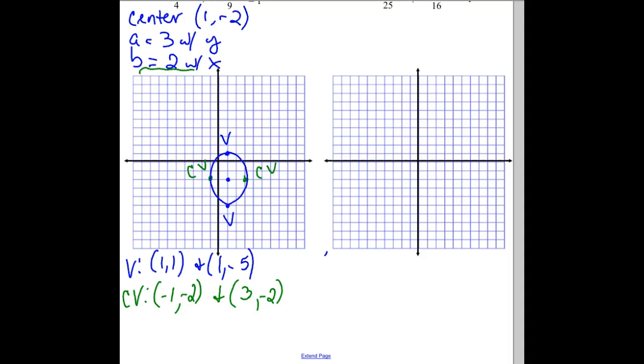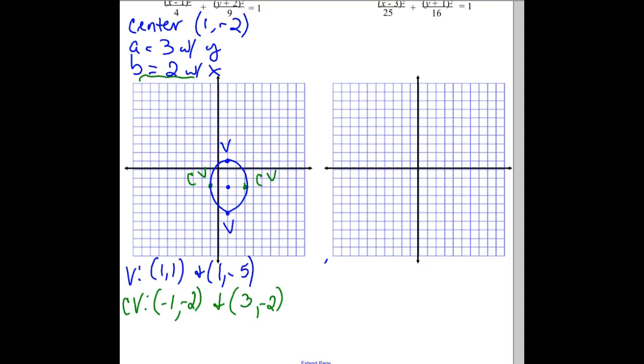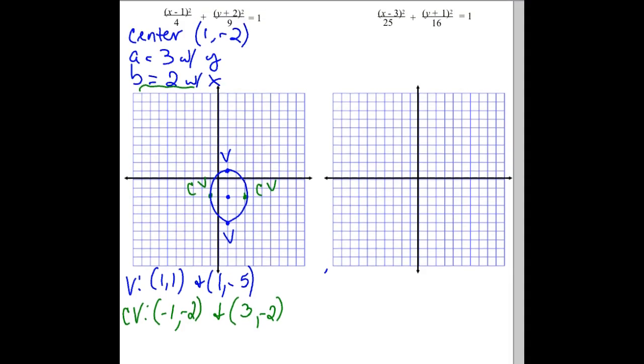But we do need to identify the foci. They've asked us to locate those. So how do we find C again? How do we find C? Okay, square root of that. A squared minus B squared. Well, A squared was 9, B squared was 4. So C is going to be the square root of 9 minus 4, or the square root of 5.